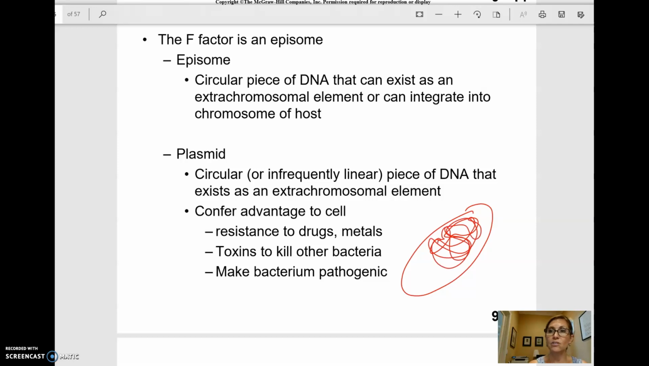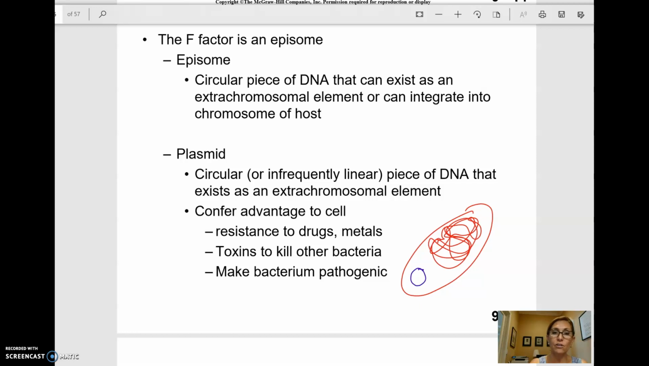And bacterial cells can also get, it turns out, smaller pieces of DNA called plasmids. These are like the donut holes, okay? So if you think of a bacterial chromosome like a big piece of spaghetti, a plasmid is a circular small piece of DNA that is more like a donut.